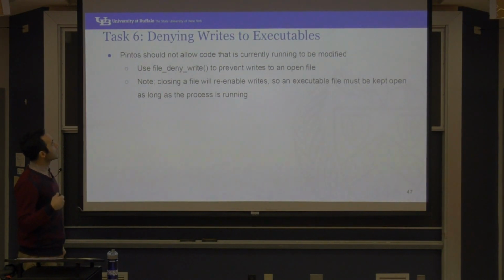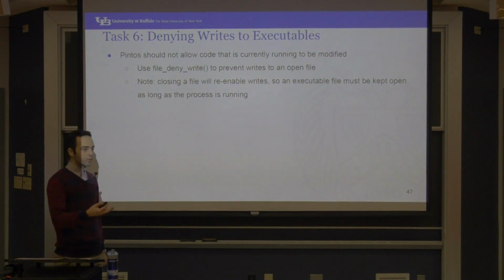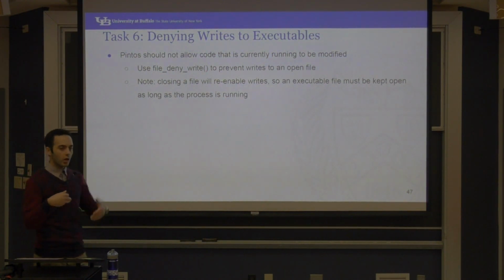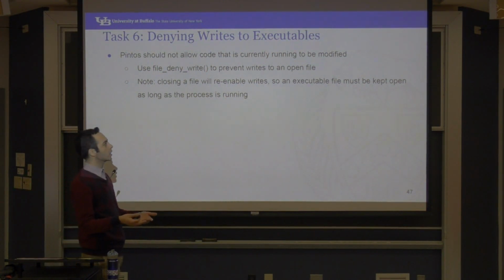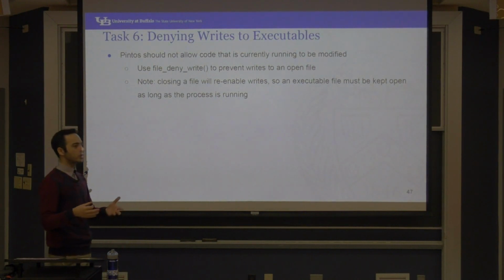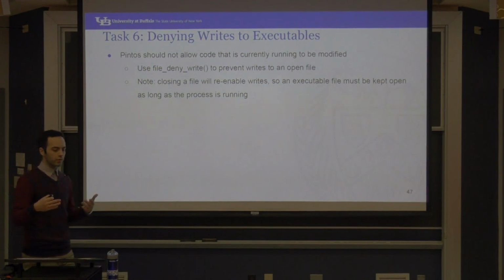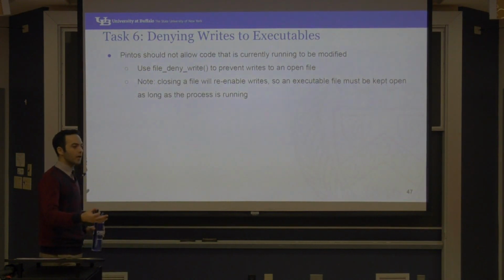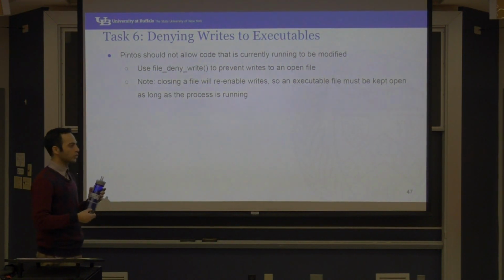Okay, so this part again is denying writes to the executables. You have already some tools to do this. So, the file deny write function is already there. You can take a look at how it is being used, but in your kernel, you still need some information. You have to keep some information for this purpose. Okay, what file is associated with what process, so that whenever they are done, now I have to be able to change it back.